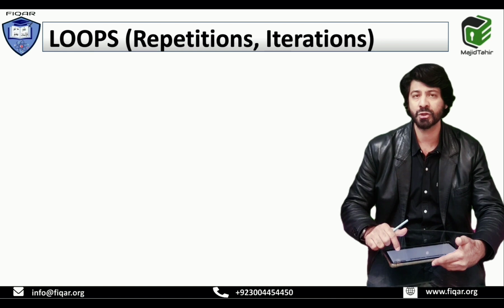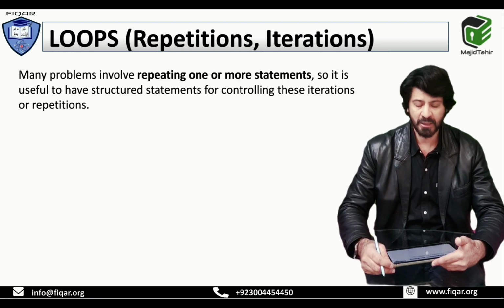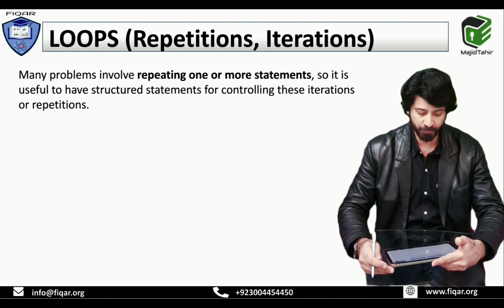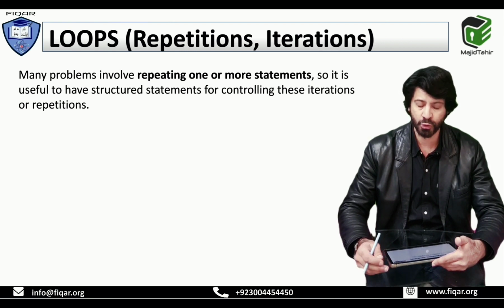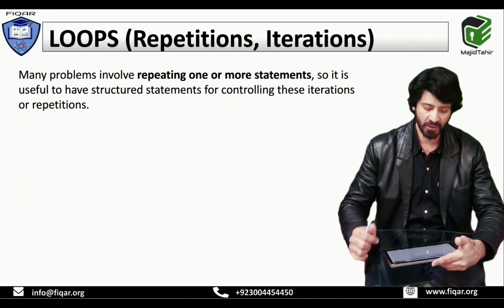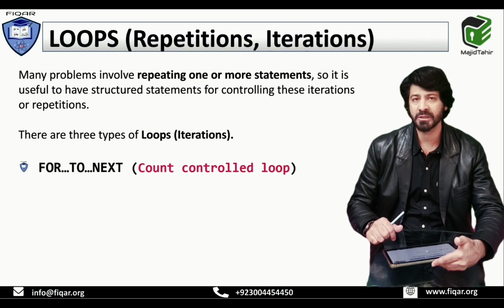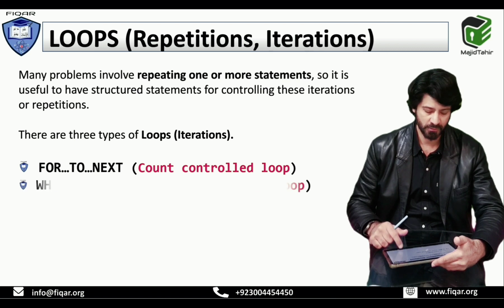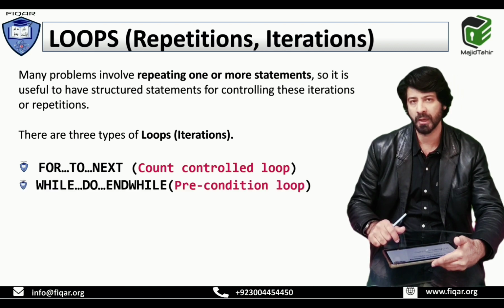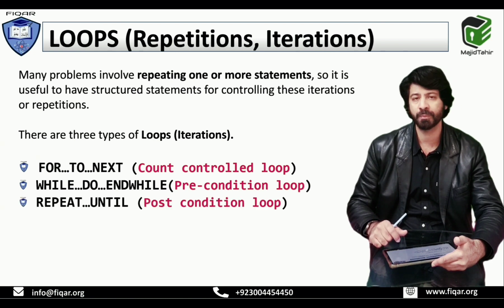So loop repetitions or iterations. Sometimes many problems involve repeating one or more statements, so it is useful to have structures for controlling these iterations or repetitions. We have three types of loops that we are using. One is for to next, count controlled loop. Second is while, do and while. We also call it precondition loop. And repeat until, which we call post condition loop.